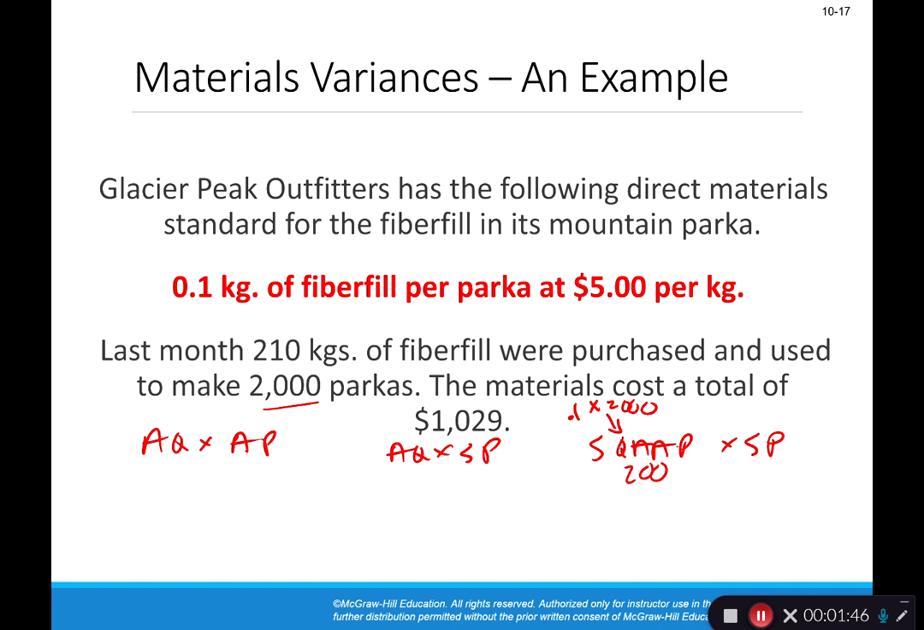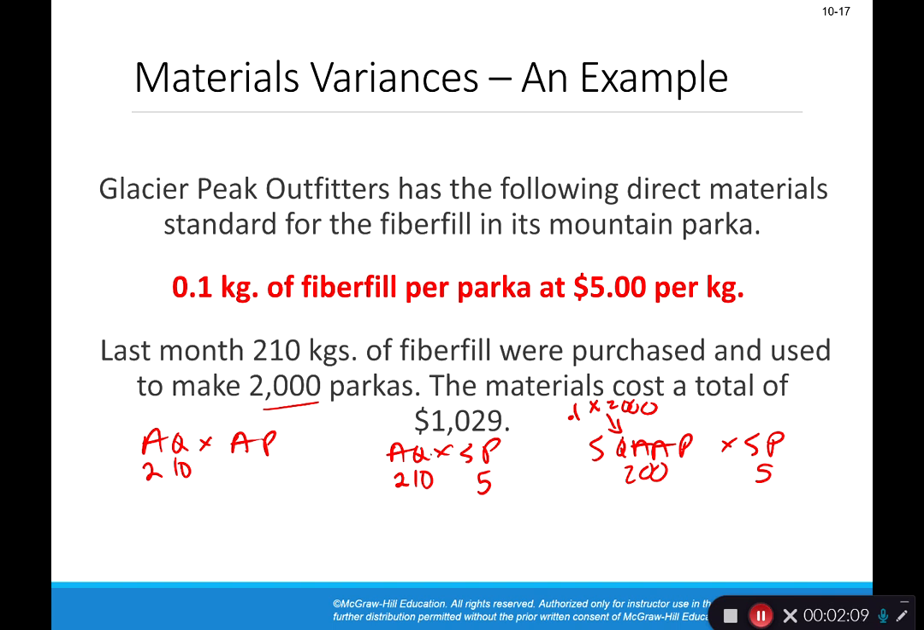Then it says that the price was $5 a kilogram. That's the standard. So that's our standard price, which would be 5. And then it says last month 210 kilograms were purchased and used. So actual quantity would be the 210. And then we made 2,000 parkas. We already used that to get our SQ.